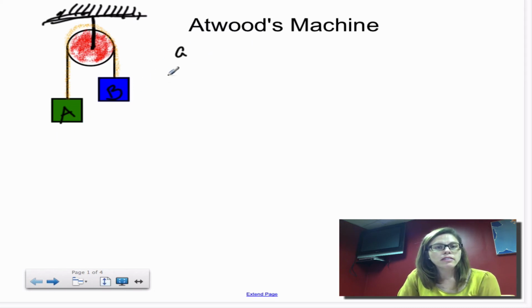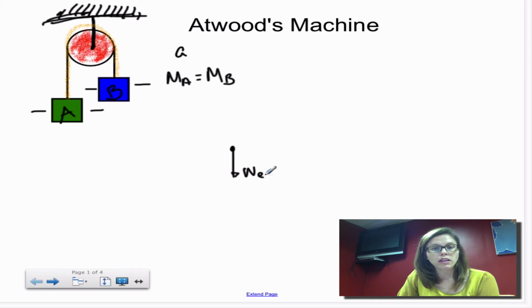Now, if the mass of A and the mass of B are equal, will it move if they're not in the same spot, if they're not level? So A is down here and B is right here. Let's draw a free body diagram. So we have the weight by the earth on A, and we have the weight by the earth on B. And we have the tension by the string on A, and we have the tension by the string on B.